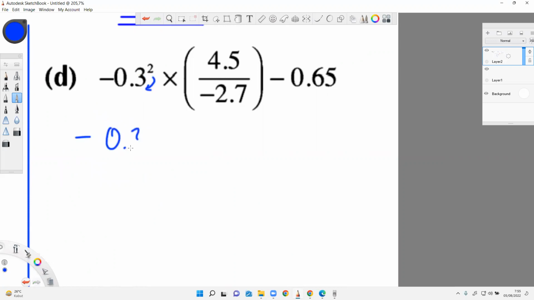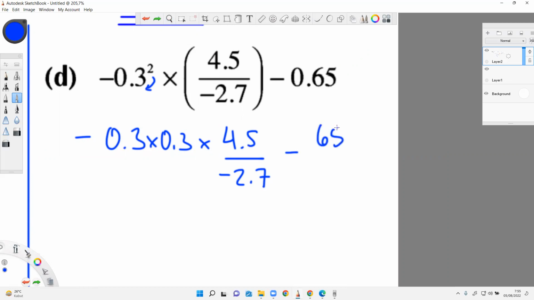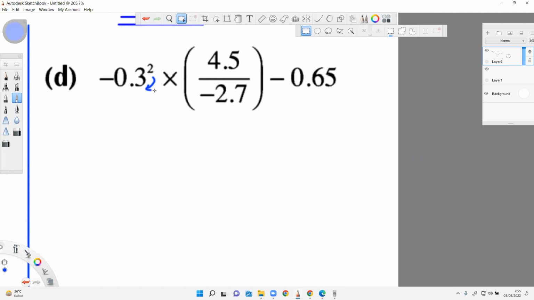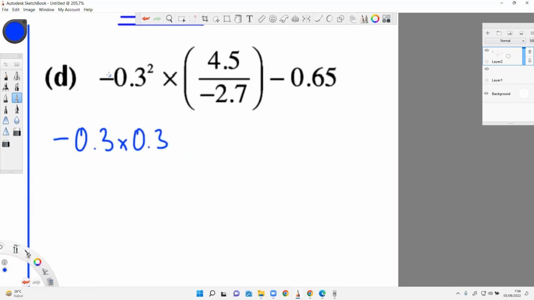So negative 0.3 times 0.3 minus 4.5 over negative 2.7. Yes, positive. Why? Because the negative is not included in the square form. Okay, so one more time. Negative 0.3 times 0.3. Again, the negative has no square. The square belongs to 0.3 only. Then 4.5 over negative 2.7, subtract.